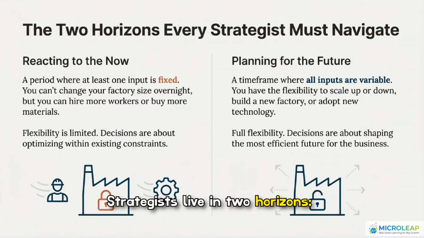Strategists live in two horizons, reacting to the now, where at least one input is fixed, and decisions optimize within constraints, and planning for the future, where all inputs become variable, and you can redesign capacity, adopt technology, or build new factories to shape a more efficient tomorrow.